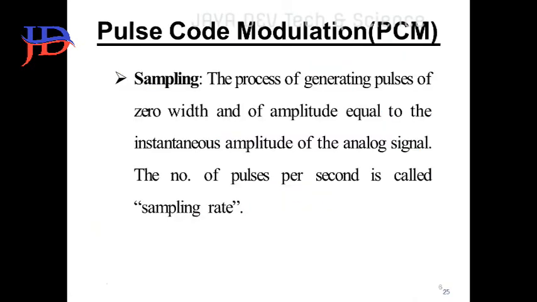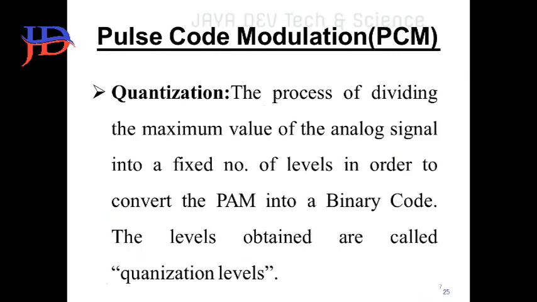Each and every block goes through sampling in your PCM. Sampling is the process of generating pulses of zero width and of amplitude equal to the instantaneous amplitude of the analog signal. The number of pulses per second is called the sampling rate. And this is the definition and function of quantization: the process of dividing the maximum value of the analog signal into a fixed number of levels in order to convert the PAM into a binary code. The levels obtained are called quantization levels.